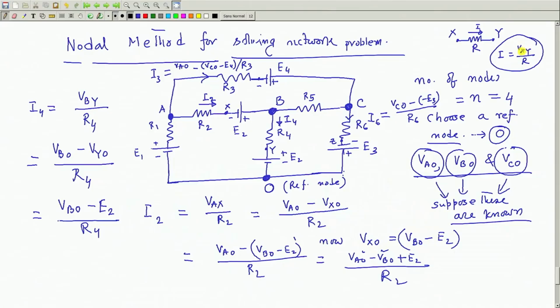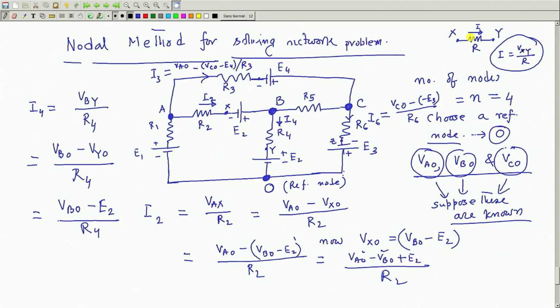Just reviewing that part very quickly: current in any resistance, from x to y, will be given by Vxy. We know what these two suffixes x and y mean: it means the potential of x with respect to y. Since we are interested in the current direction from x to y, you take Vxy and divide it by the resistance. That is the essence of this.